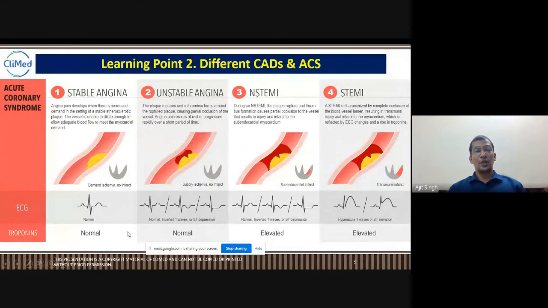Okay, so in case of stable angina, ECG will be normal and troponins will be normal. But at the little higher side, we'll jump to unstable angina. Unstable angina will be similar to stable angina, but the plaque or the thrombus will be ruptured. There will be no infarction of the wall, definitely no. But the plaque or thrombus will be moving.